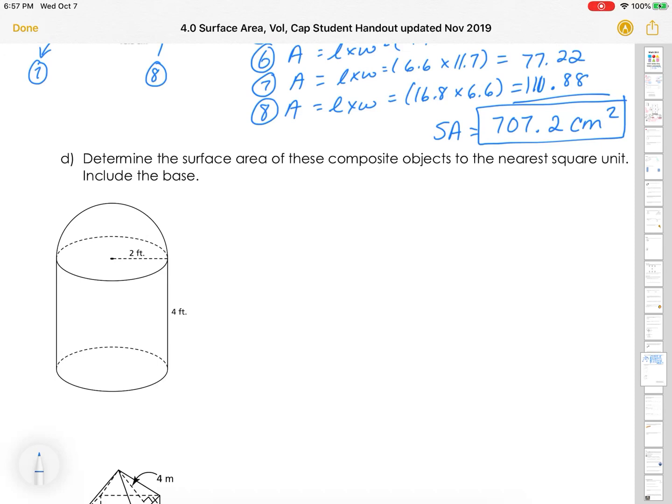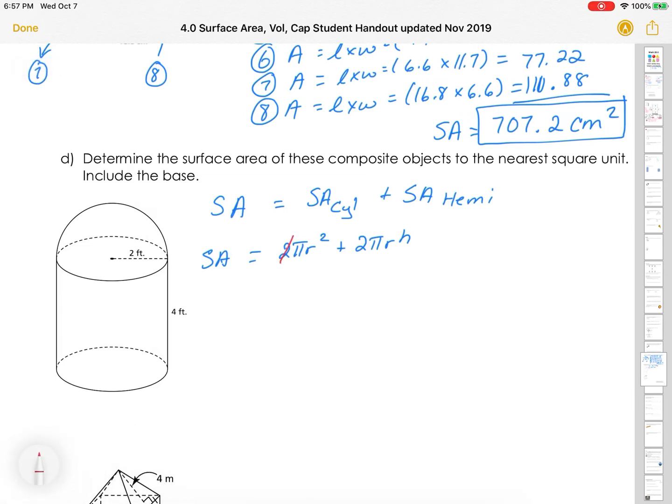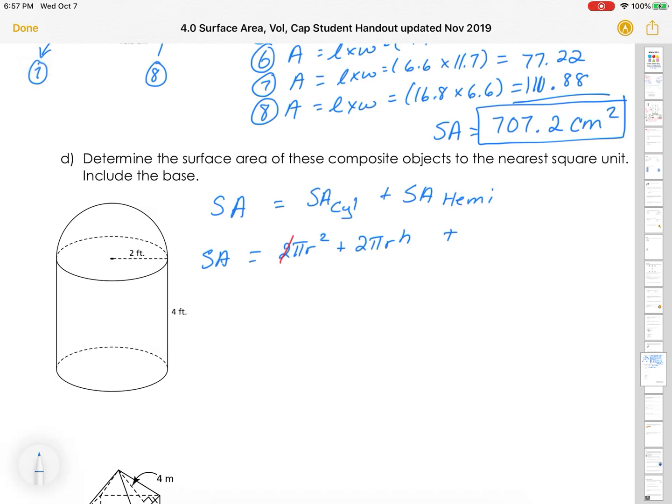So here I'm going to get you started, and I'm going to tell you the answer, and you're going to check it. So here for your surface area, it would be the surface area of the cylinder plus the surface area of the hemi. So let's think about it. With the surface area of the cylinder, it's normally 2 pi r squared plus 2 pi rh, but you only have one side, so we don't multiply it by 2, right? And then for the surface area of the hemisphere, it is normally 4 pi r squared, but you only have half of it, so you divide that by 2.